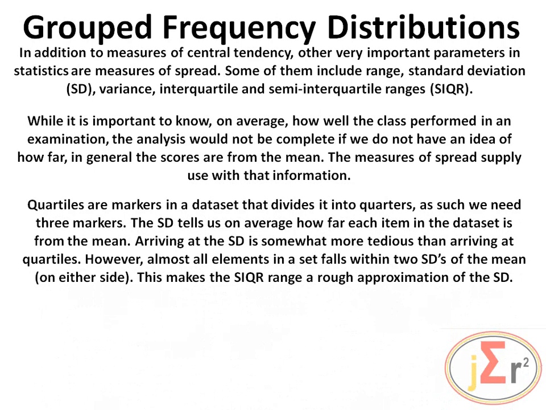The standard deviation tells us on average how far each item in the data set is from the mean. Arriving at the standard deviation is somewhat more tedious than arriving at the quartiles. However, almost all elements in a set fall within 2 standard deviations of the mean on either side. So if we have 2 standard deviations on the left and 2 on the right, therefore we have 4 standard deviations in all. And we have 4 quartiles in all. So this makes the semi-interquartile range a rough approximation of the standard deviation.